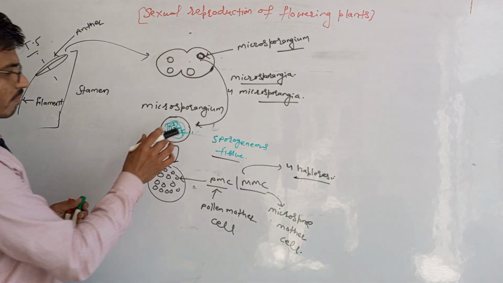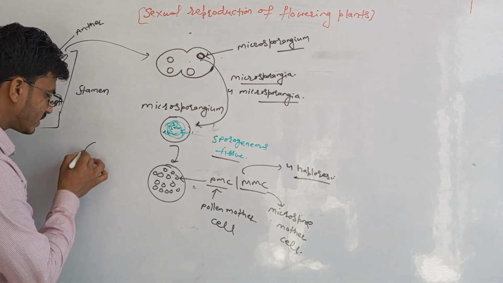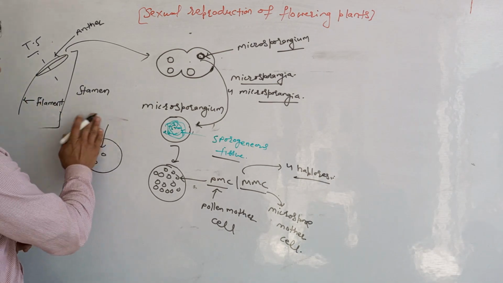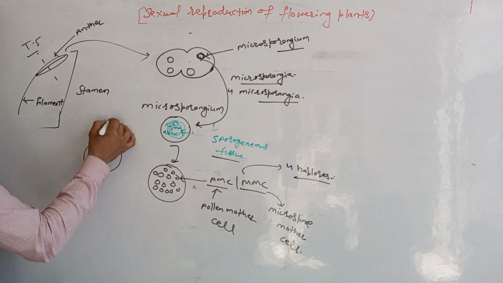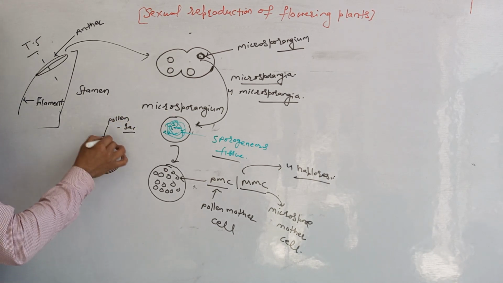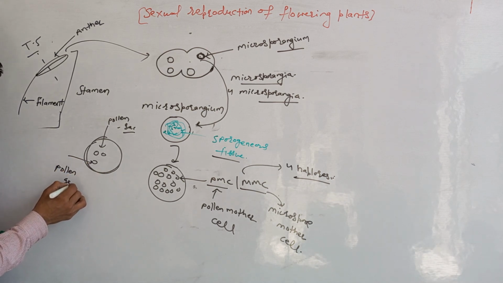First of all, the microsporangium is converted into a pollen sac. A pollen sac is a sac-like structure in which the pollen grains are produced. Taking this as an example, this is the pollen sac, in which pollen grains are produced.